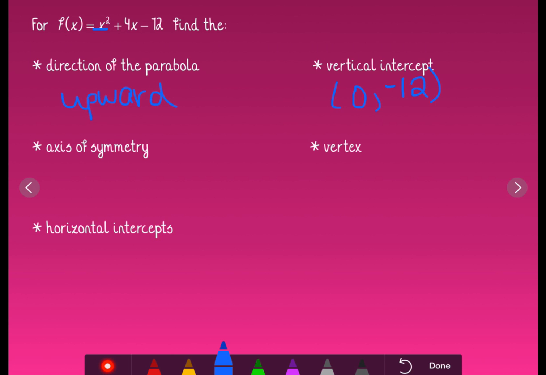My axis of symmetry, remember, is x equals negative b over 2a. Remember this is a, this is b, this is c. So x is equal to negative 4 over 2 times 1. When we simplify that, x is equal to negative 2. That's my axis of symmetry.